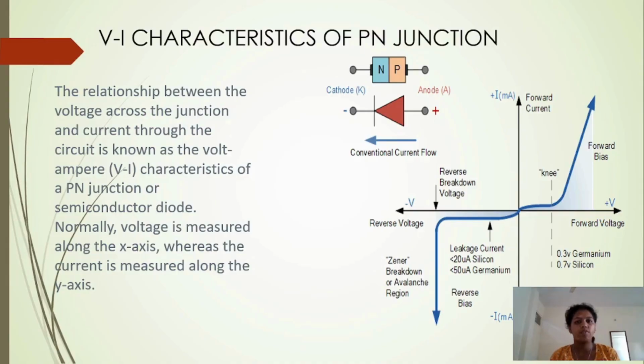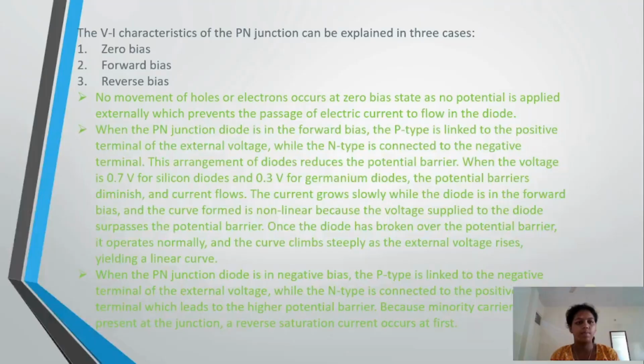VI characteristics of PN junction. The relationship between the voltage across the junction and current through a circuit is known as voltage ampere characteristics of a PN junction or semiconductor diode. Normally, voltage is measured along the x-axis, whereas the current is measured along the y-axis. The VI characteristics of the PN junction diode can be explained in three cases: zero bias, forward bias, reverse bias. No movement of holes or electrons occurs at zero bias state as no potential is applied externally, which prevents the passage of electric current in the diode.